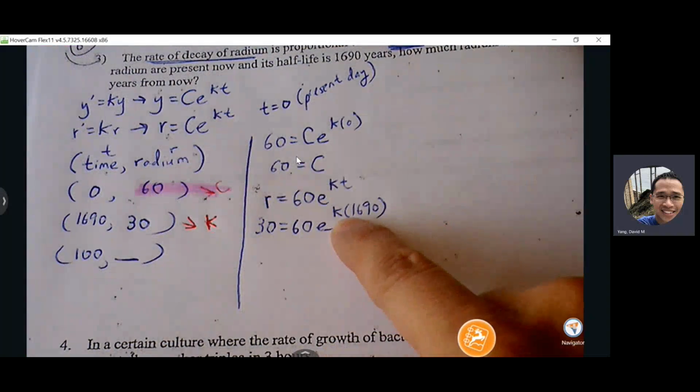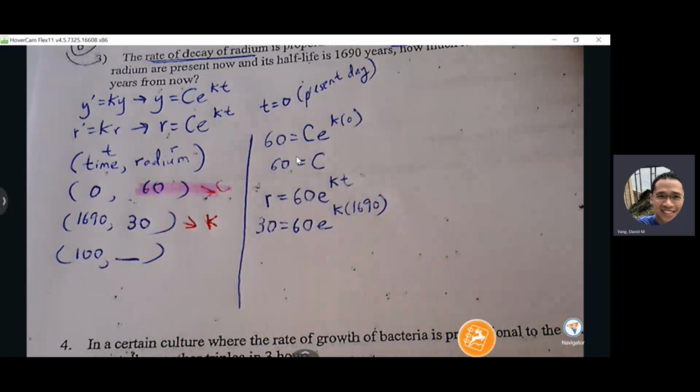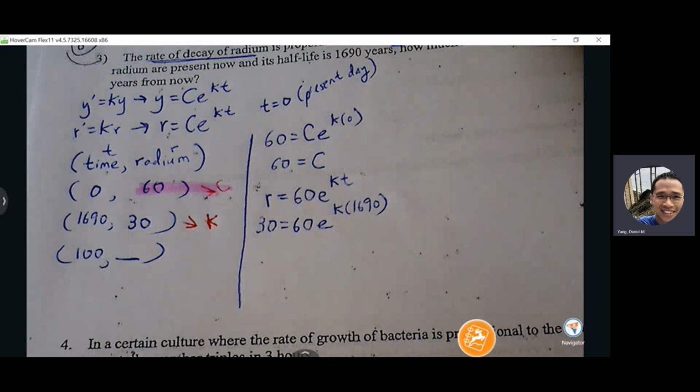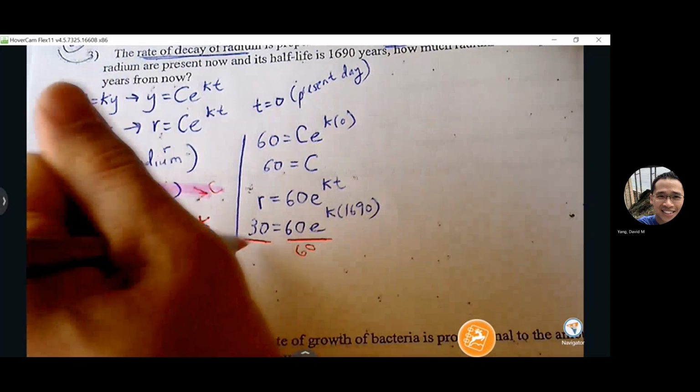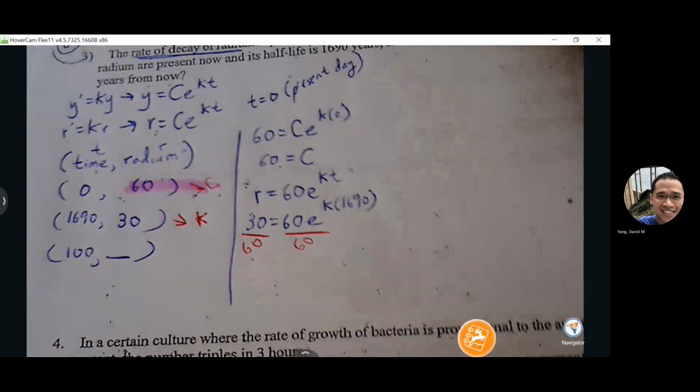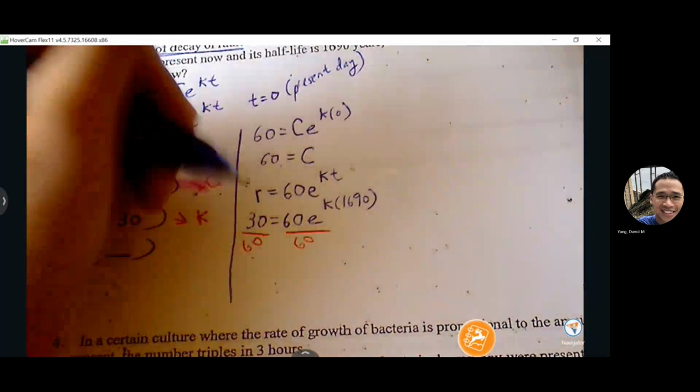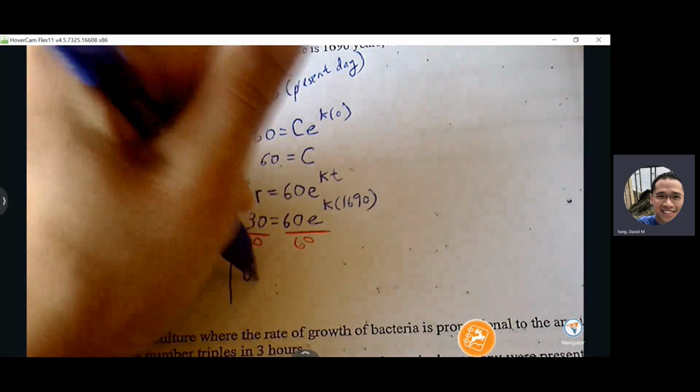I want to solve for K, but K is stuck inside this expression. We want to move things away from that right side so we can get it down to solving for K. What's the easiest thing to move first? 60, right? So divide by 60. Thirty over 60 is 1/2, or 0.5.